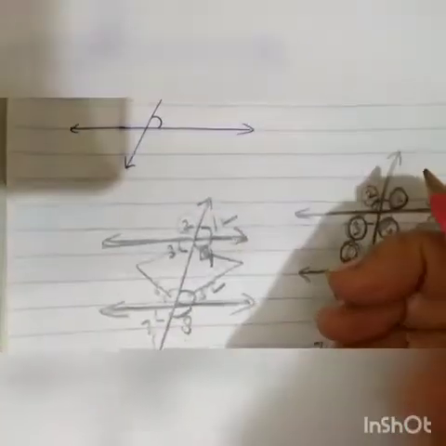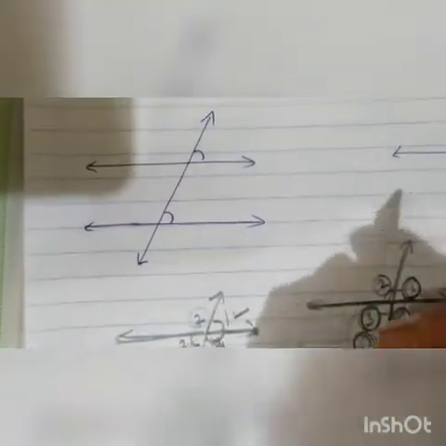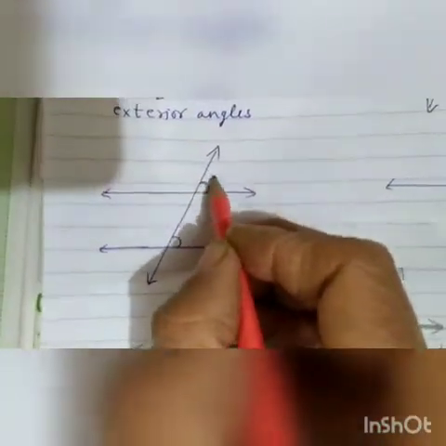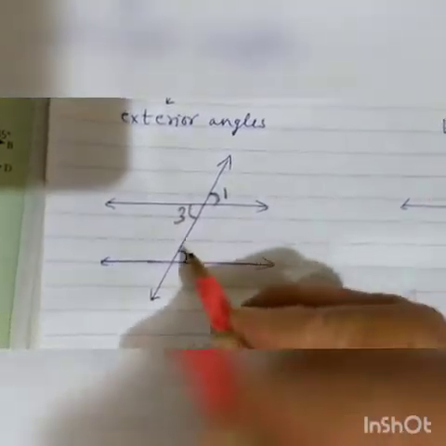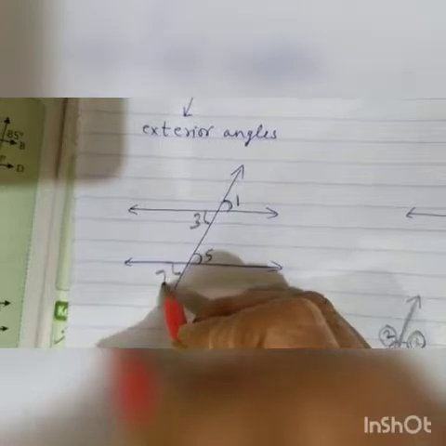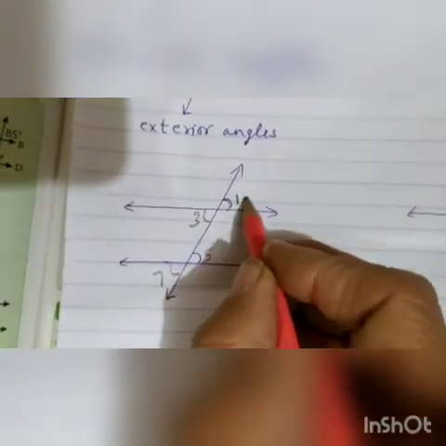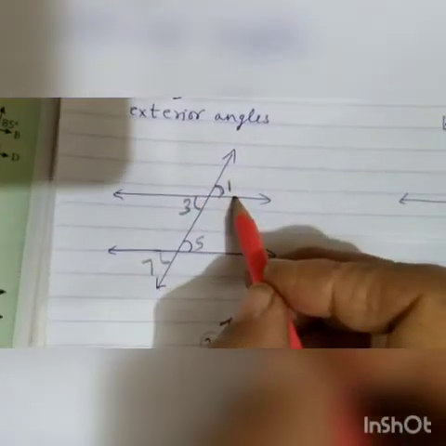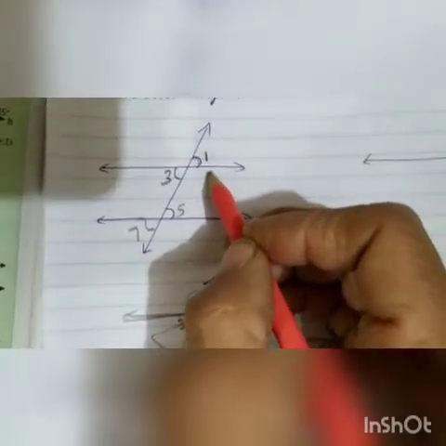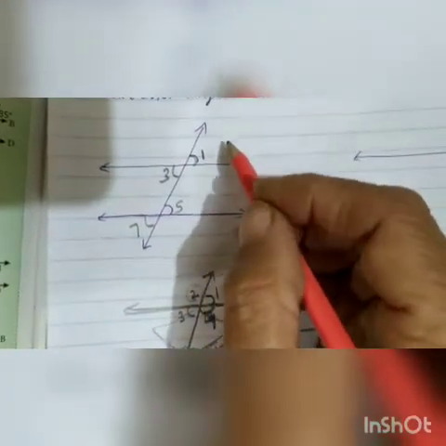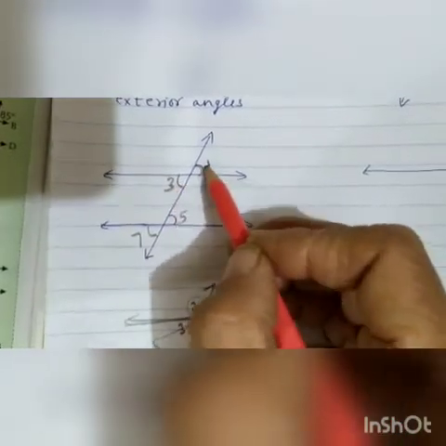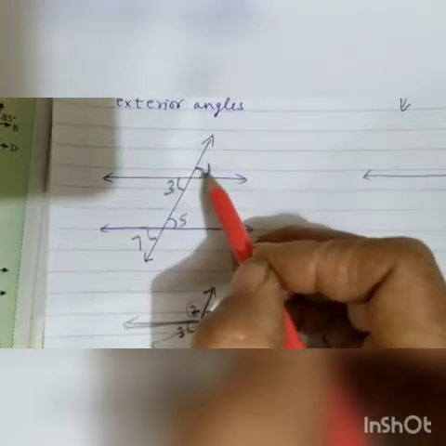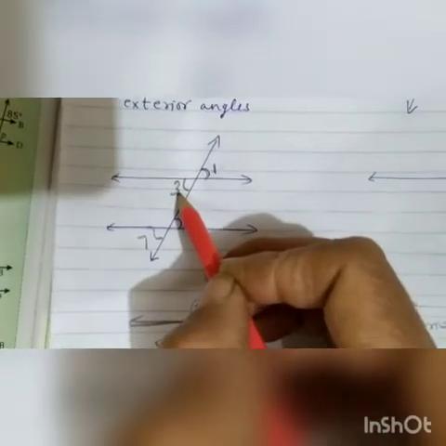See here in this figure. This is angle 1 and this is angle 3. This is angle 5 and this is angle 7. These are vertically opposite angles. Vertically opposite means, earlier also I told you, opposite means आमने सामने. Then which angle is opposite to angle 1? Angle 3 is opposite to angle 1, means angle 3 angle 1 के सामने है.